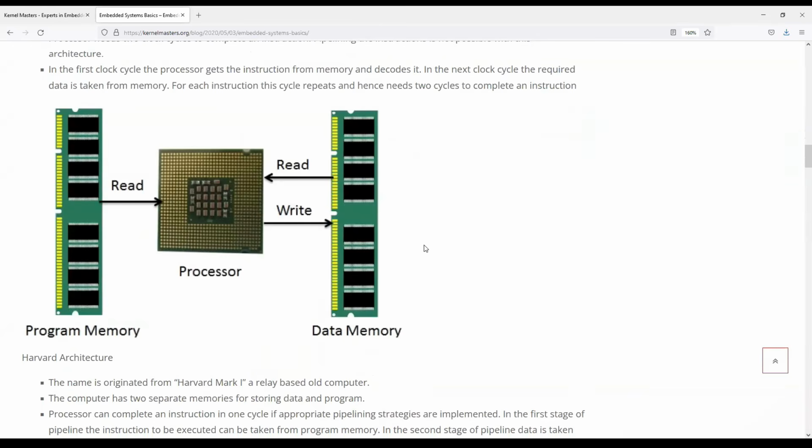Harvard, correct or not? What happened in Harvard? A separate bus for program memory, and a separate address bus for data memory. Tomorrow you will see the ARM architecture, the latest one also, ARM Cortex M4. In the block diagram it is mentioned clearly. I will show you ARM. A separate bus for program memory and a separate bus for data memory. Two buses are there because of the Harvard architecture only.